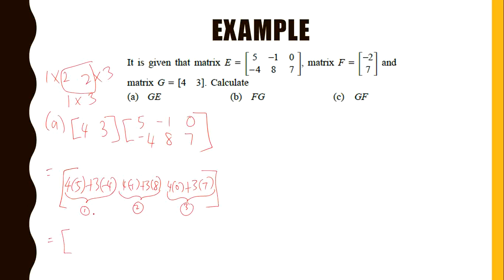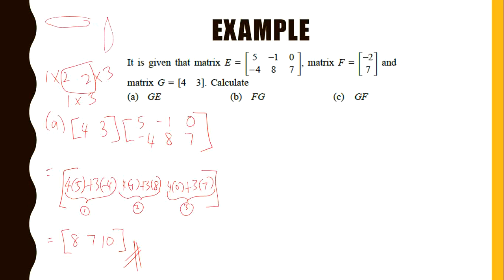So, the answer will be as usual. 20 minus 12 will get 8. Negative 4 plus 11 will get 7. 0 plus 10 will get 10. So, this is the answer. Okay, the pattern for multiplication is like this.